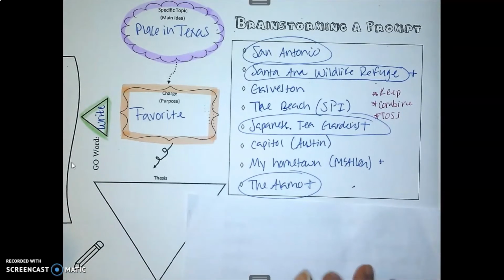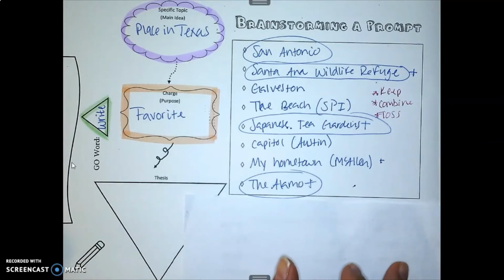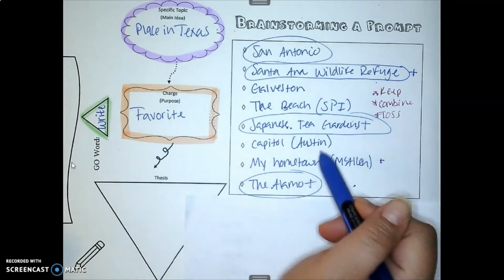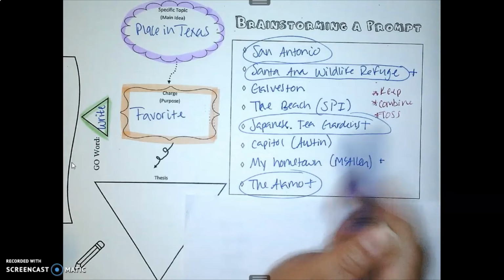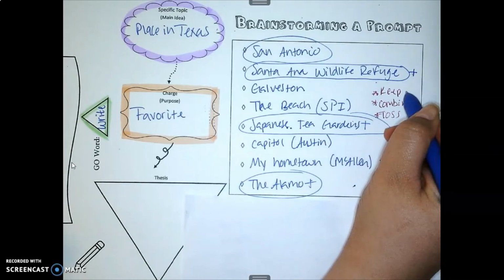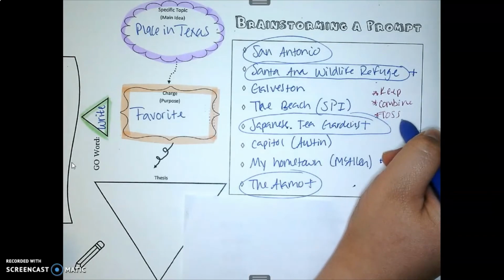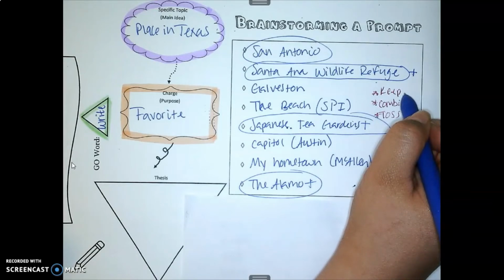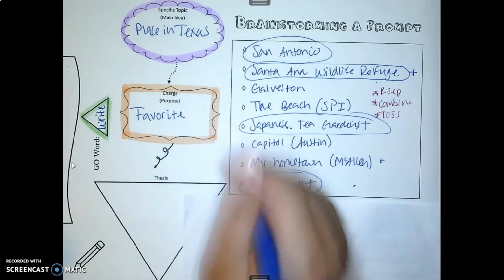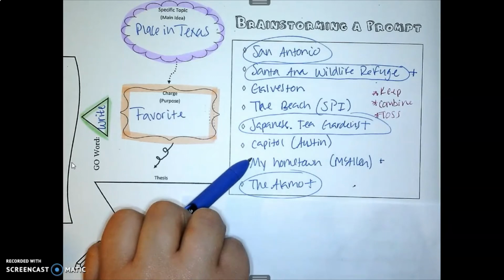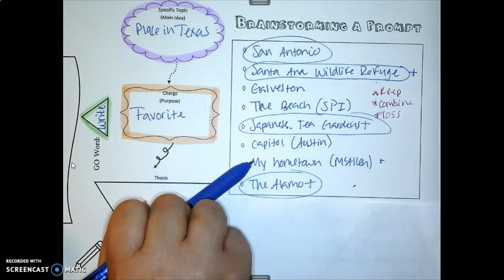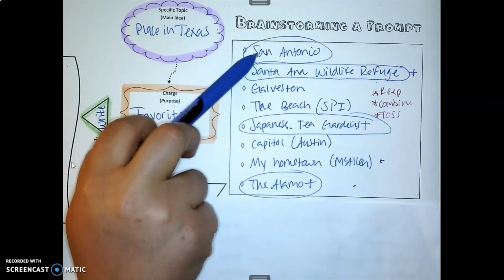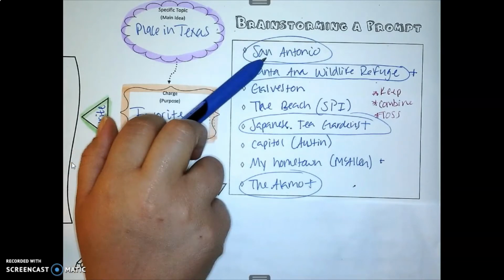All right. Now that you're back, let's go ahead and talk about some strategies that I want you guys to consider when you're doing your brainstorming. I want you to think about the keep, combine, and toss strategy. So keep means narrowing down your ideas, keeping the ones that you're most interested in. So maybe I might be most interested in San Antonio. That's why I circled it.